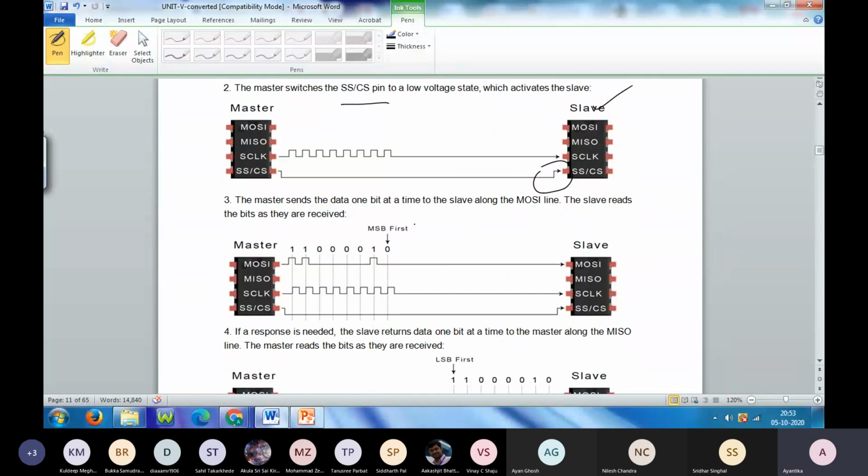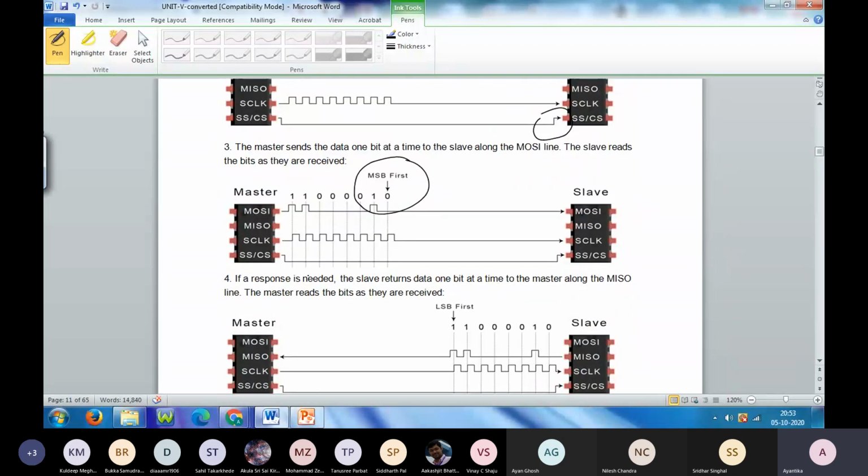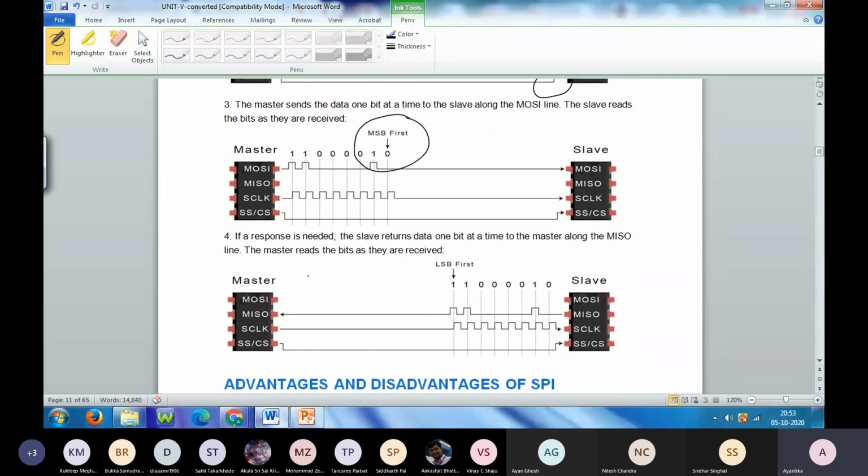So data is sent in this way, MSB first. Like if you want to send 7, then you consider the binary of 7, and you send the MSB first and the LSB last. Okay. So this is the basic way of communication.